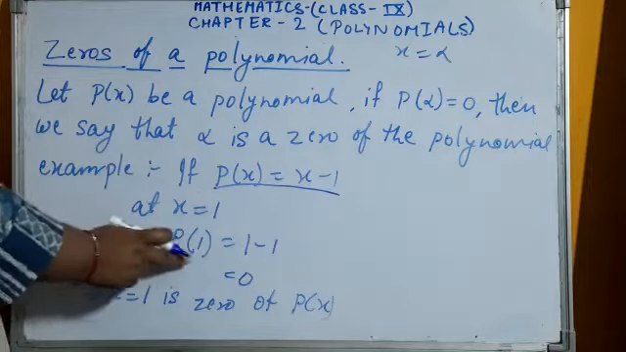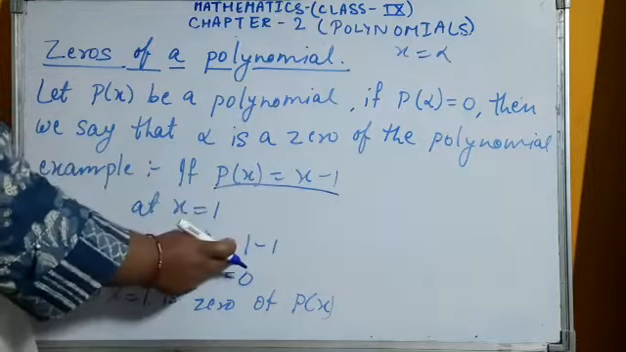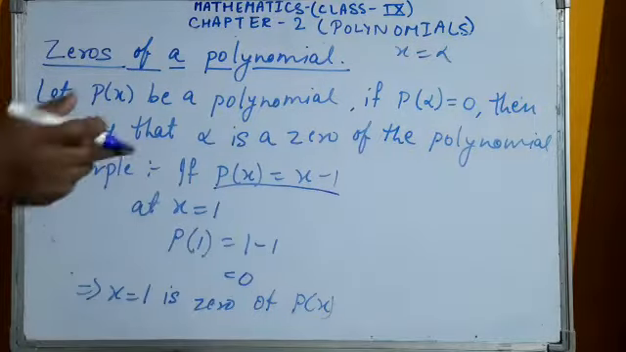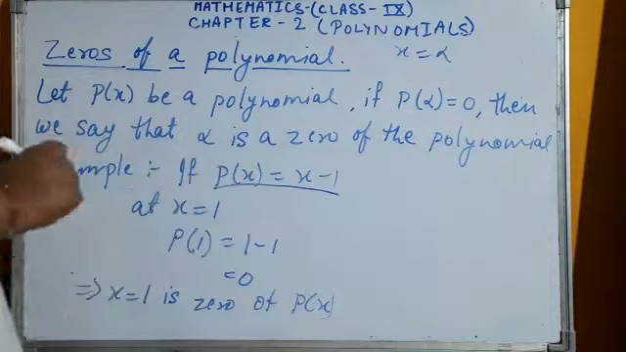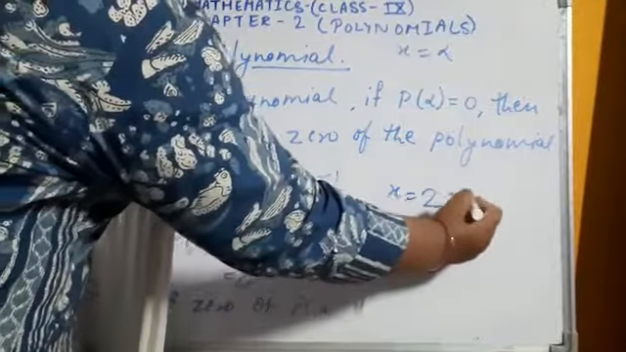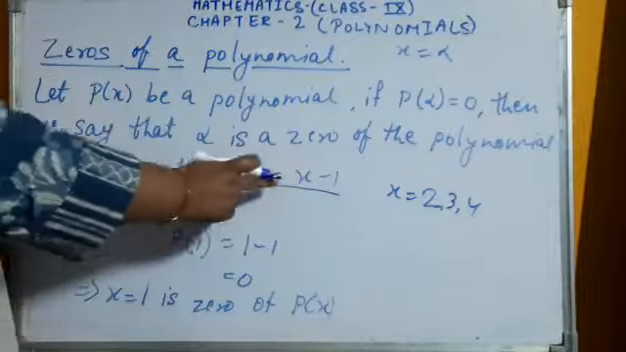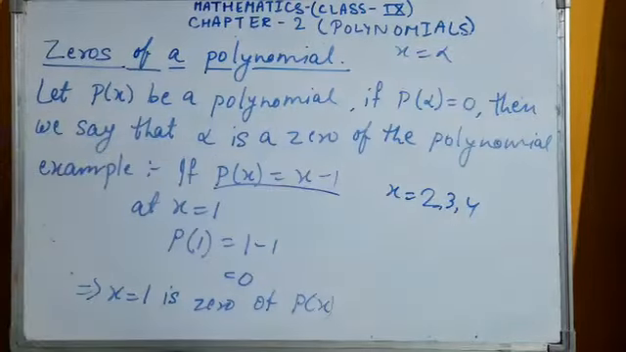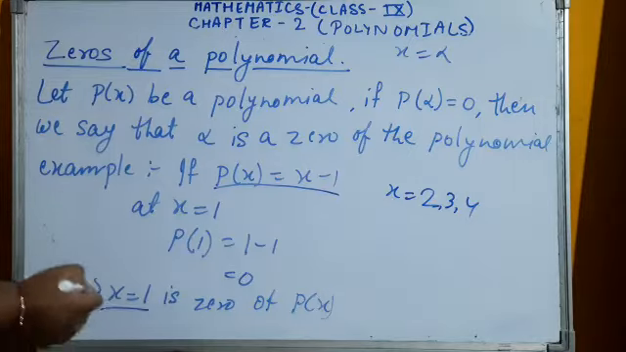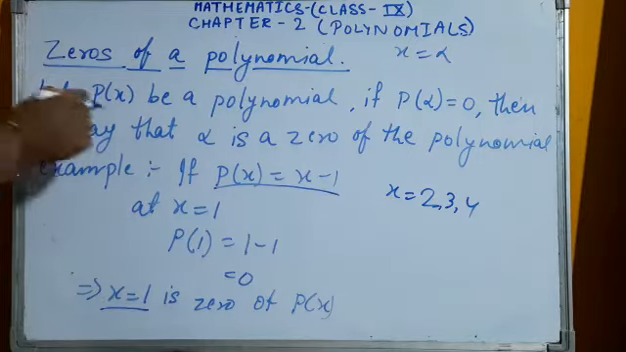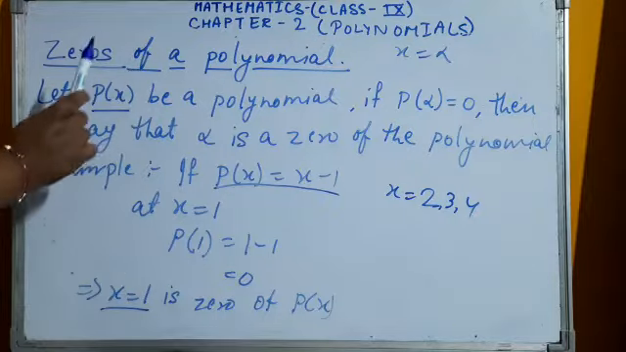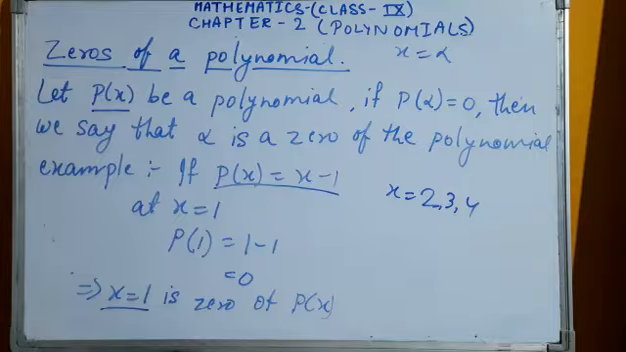Let us put p of 1 and calculate. In place of x, 1 minus 1, which will be 0. Any other value of x will not make it 0. If I put the value of x as 2 or 3 or 4, anything in place of x, it never comes 0. So since only at x is equal to 1, p(x) becomes 0, hence x is equal to 1 is said to be the 0 of the polynomial p(x).